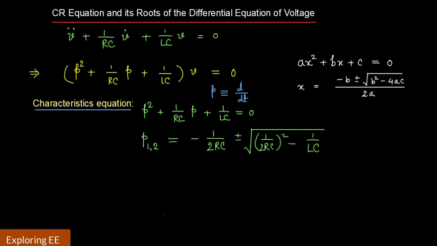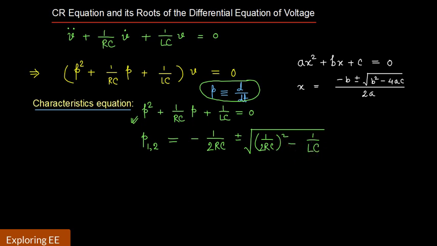The characteristic equation of this differential equation is P² plus 1/RC P plus 1/LC equal to 0. Here P represents this d/dt term, the derivative operator. Now this is the characteristic equation. The solution of the characteristic equation, applying this rule, we have P1,2 coming out to be minus 1/(2RC) plus or minus the square root of (1/(2RC)) whole square minus 1/LC.